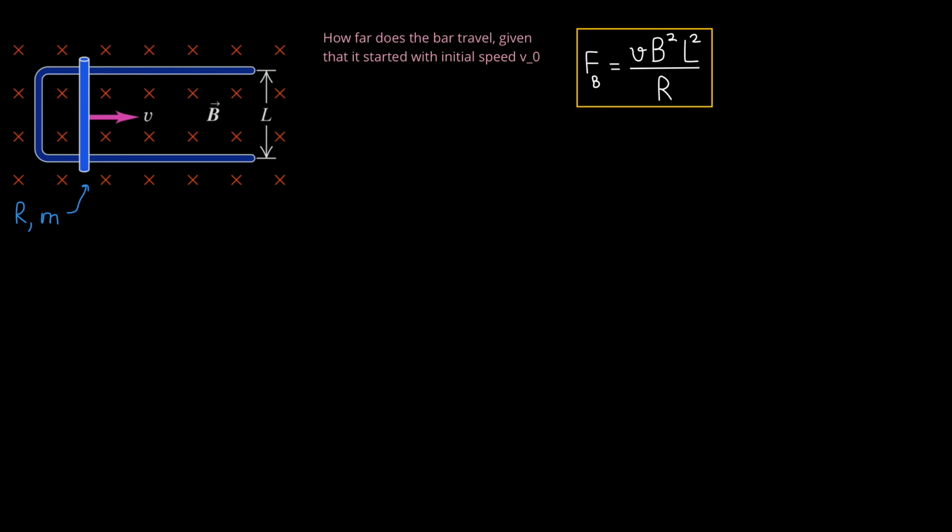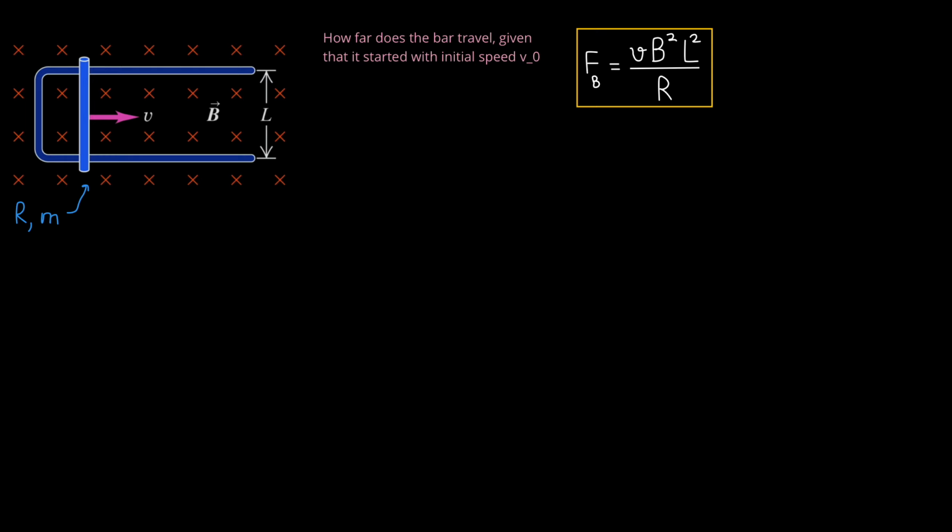The next question is, how far does the bar travel given that it started with an initial speed v0? So this suggests that the bar eventually comes to a stop, meaning there's an acceleration in the direction opposite the direction of its velocity. That will be pointing to the left. Now, is that true? If we have acceleration vector pointing to the left, that means the magnetic force acting on the bar is pointing to the left.